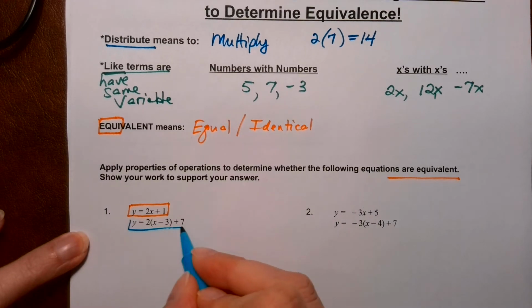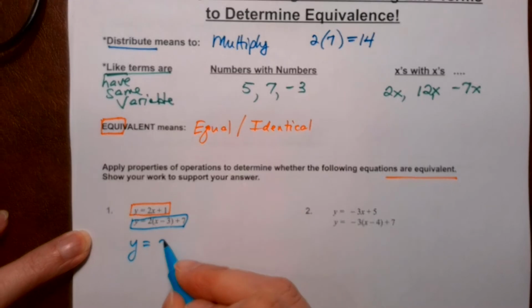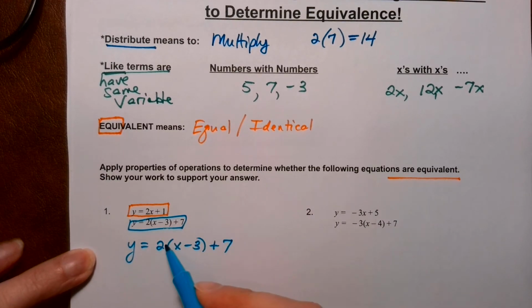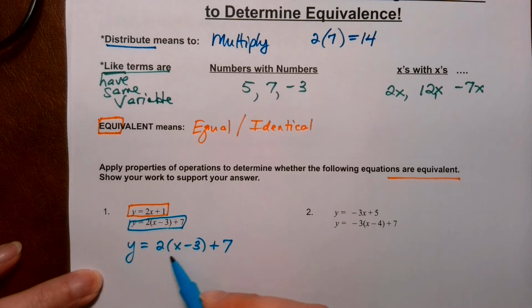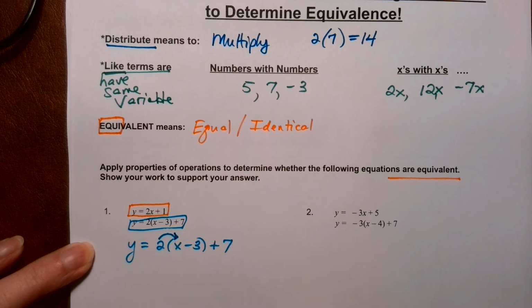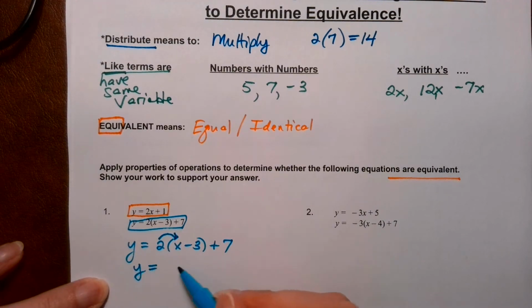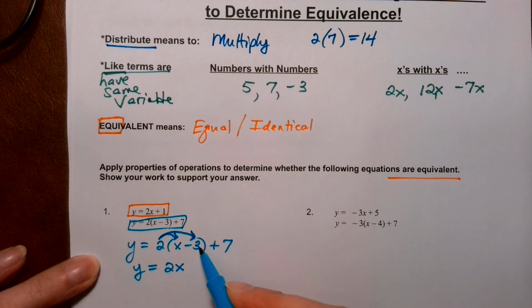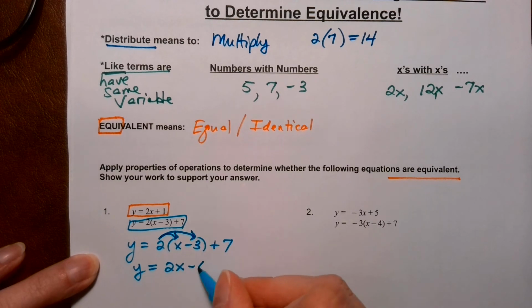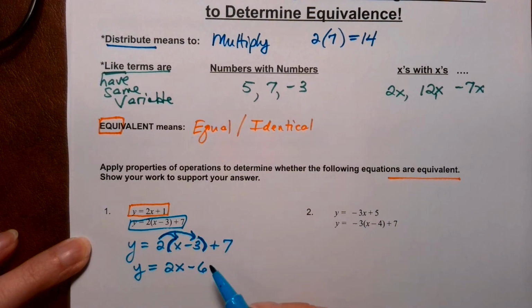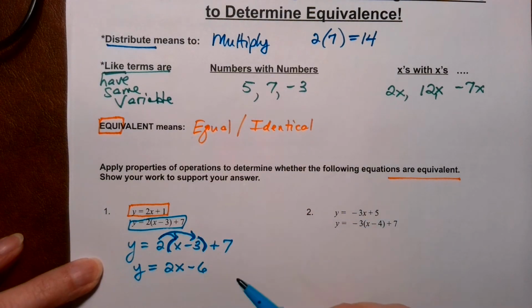So I'm going to take this second equation right here, and I'm going to write it down. And I need to do some algebra work. When I see the 2 next to the parentheses, I know I have to multiply. I have to multiply the 2 times the x. So I'm going to write y equals 2x. But then I also have to distribute over here to the -3. 2 times -3 is going to be -6. Now, how did I know that? Because they were both in the parentheses, I had to multiply both of those terms.